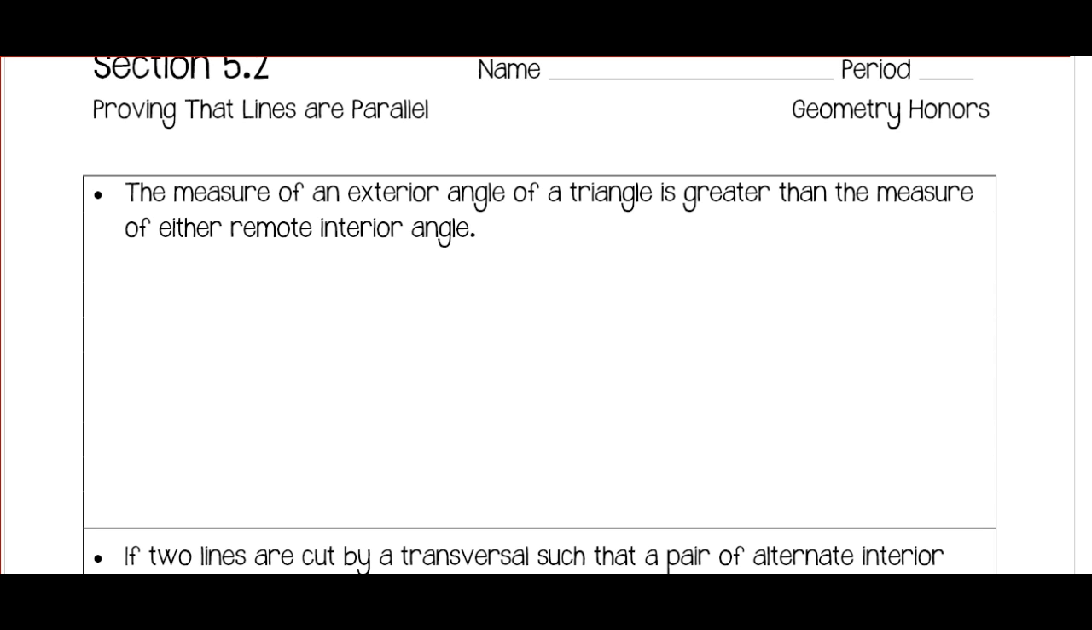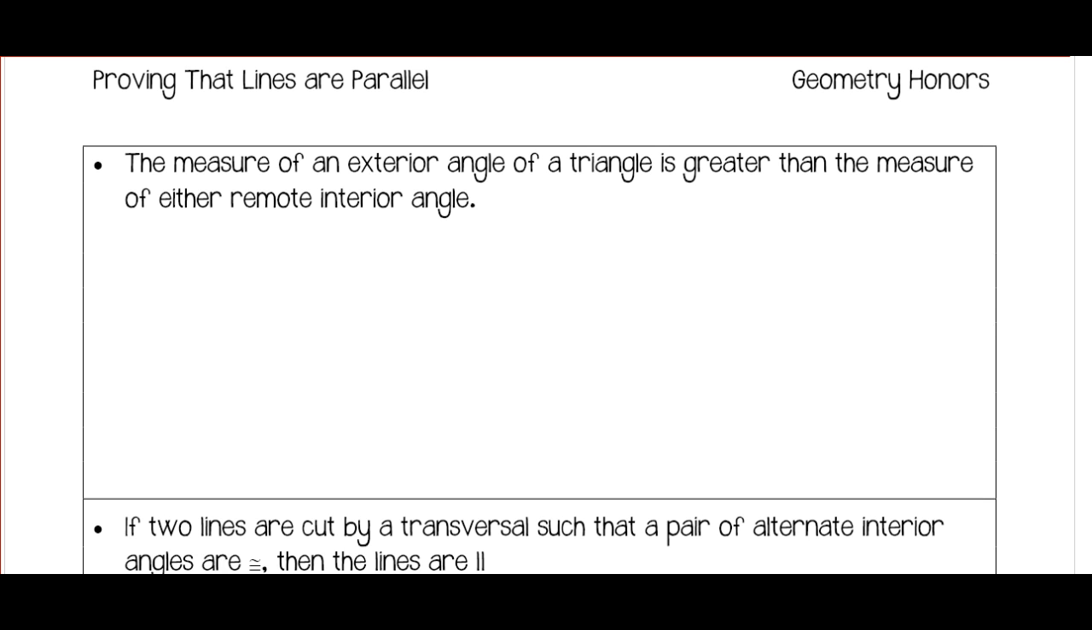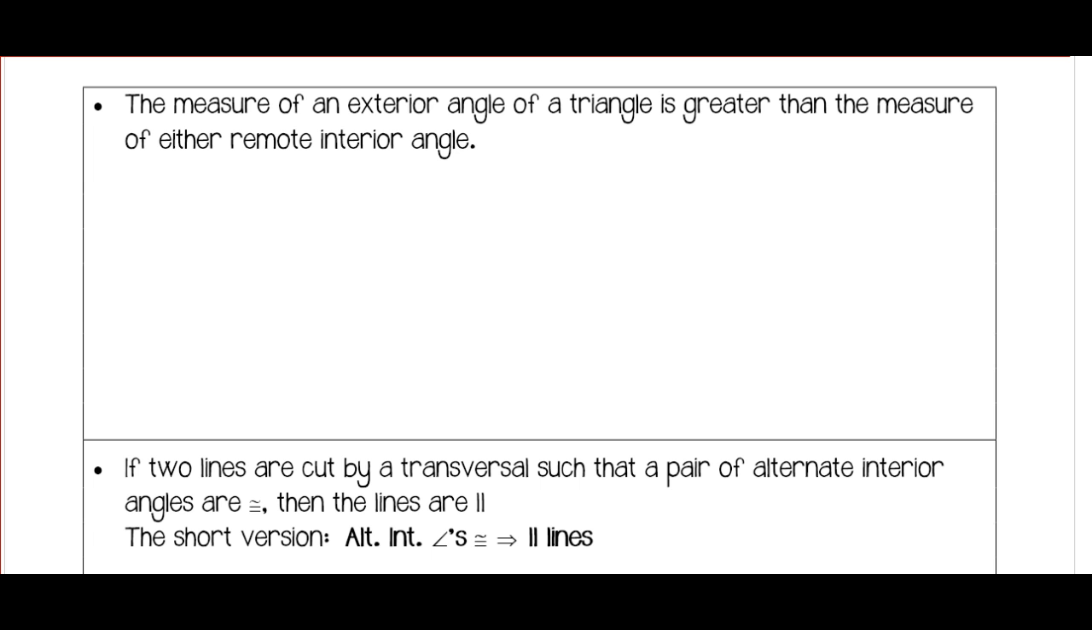So make sure you're very conscious of which way you're going, whether you're trying to prove the lines are parallel or whether you're given the lines are parallel and you're going to make conclusions based on that. So let's go ahead and take a look at all the different theorems and properties that we have today. This one doesn't really have to do with parallel lines, but it says that the measure of an exterior angle of a triangle is greater than the measure of either remote interior angle.